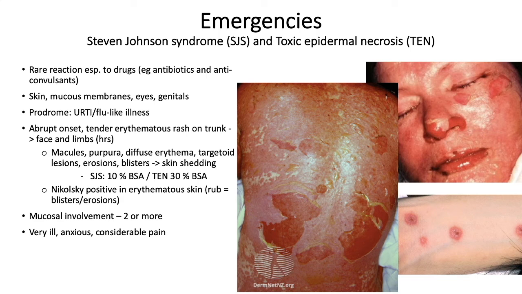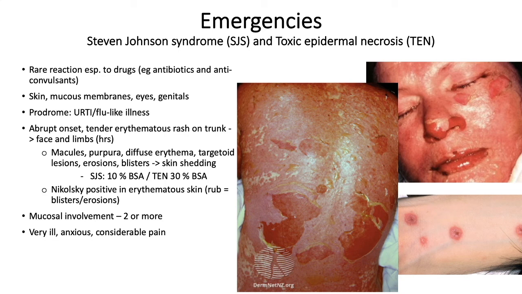It's abrupt in onset and comprises a tender erythematous rash that starts on the trunk, and this extends over the face and limbs in a matter of hours. There are a range of lesions: macules, purpura, diffuse erythema, targetoid lesions, flaccid blisters and erosions, and you can see some of these on the right-hand side.